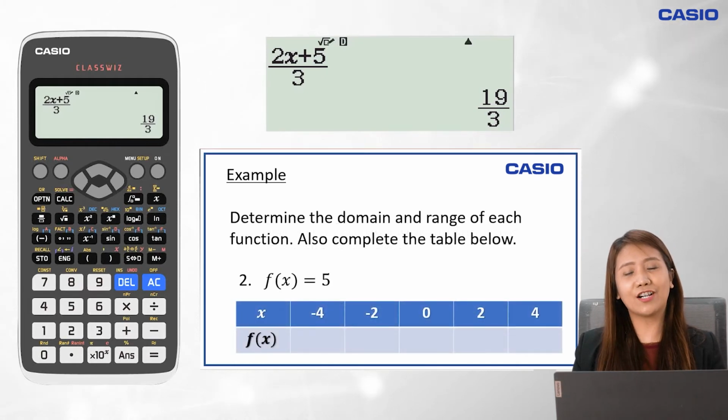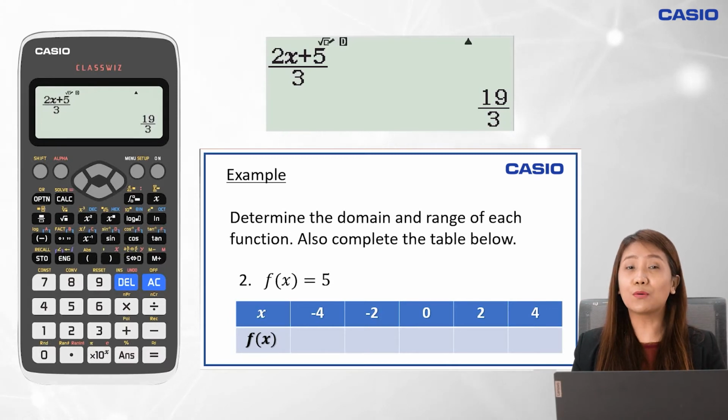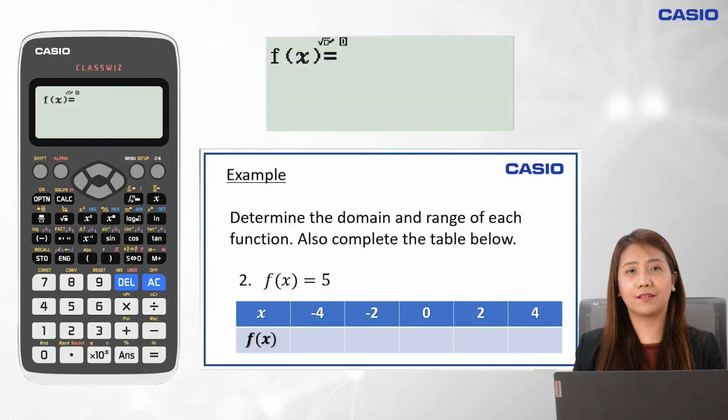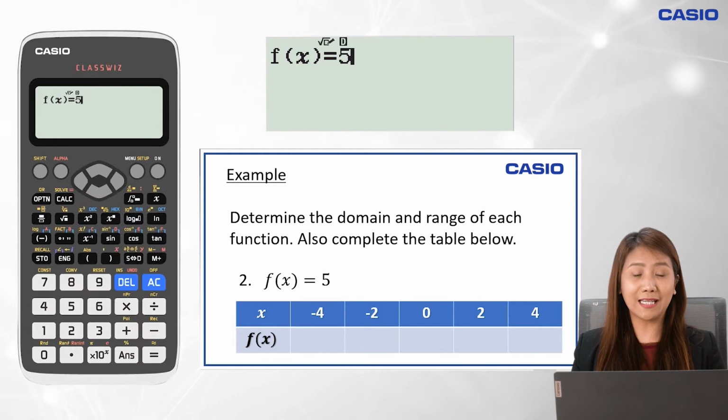This time, let's have our next example. We are asked to determine the domain and range of each function. Also, to complete the table below. Let's have the function f of x equals 5. Let's complete the table using CASIO ClassWiz before identifying the domain and range. First, we press Menu and 9. Next, we input the function, which is 5. Press equal sign twice.